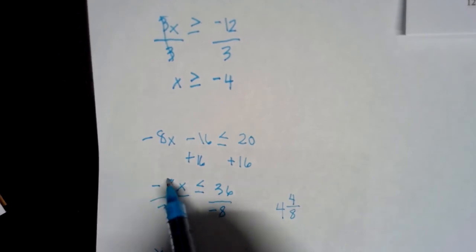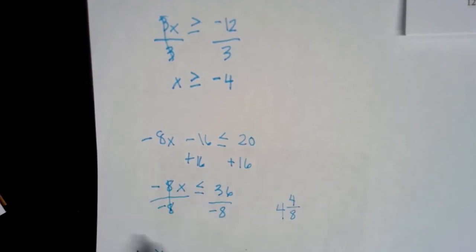So right here, we get rid of the -8s because they cancel each other out. That leaves us with x. And then 36 divided by -8 is going to be negative 4.5. This is the part you have to remember.